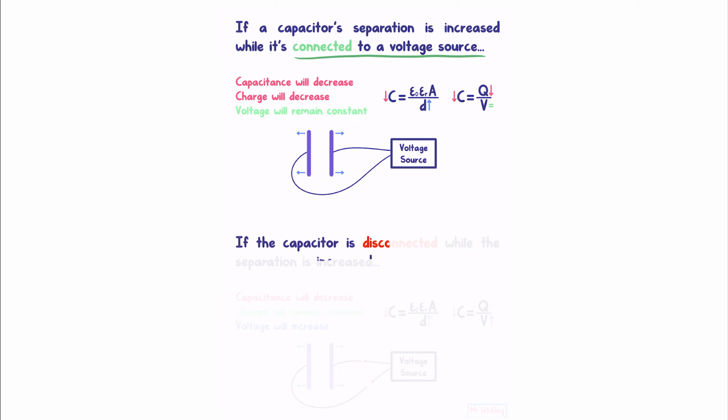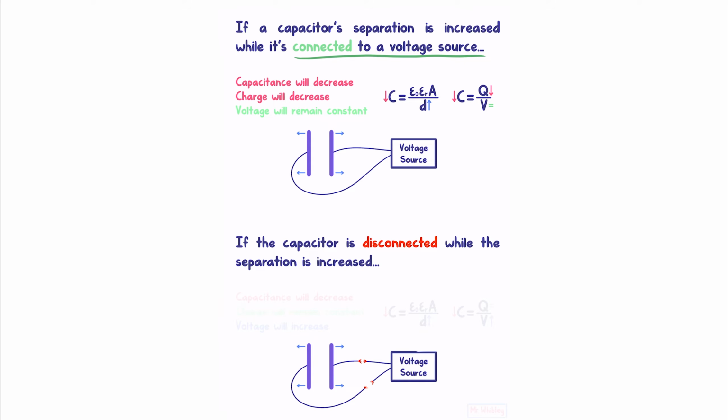If the capacitor is instead disconnected while the separation is increased, then as before, our distance increases so our capacitance decreases. However, because our voltage source is disconnected, the charge is unable to decrease because it's unable to flow anywhere, so our charge remains constant, and therefore if our capacitance has decreased, then our voltage must increase.